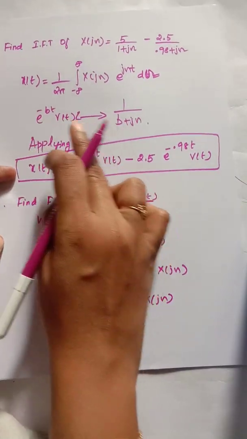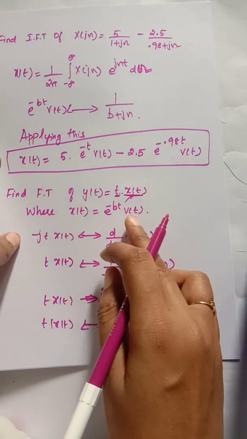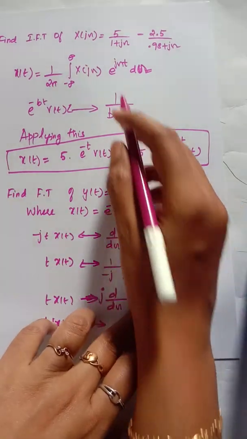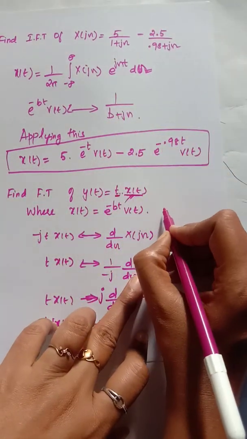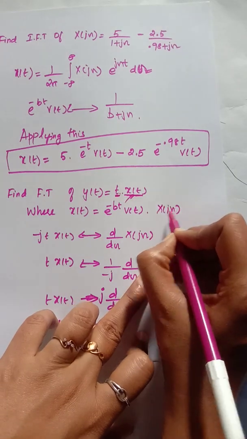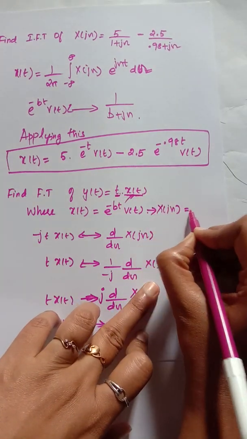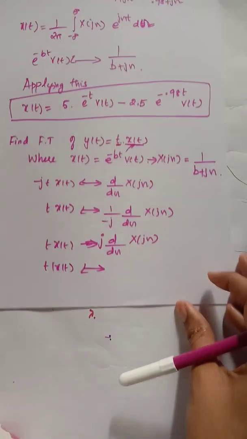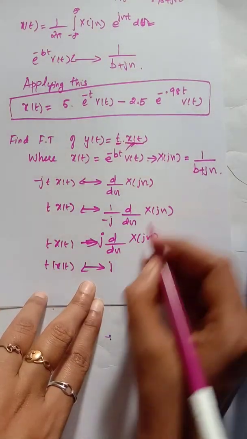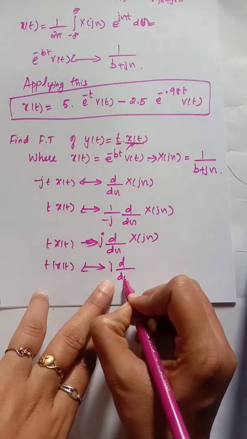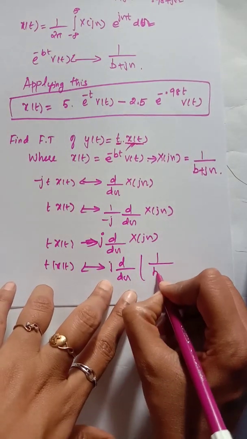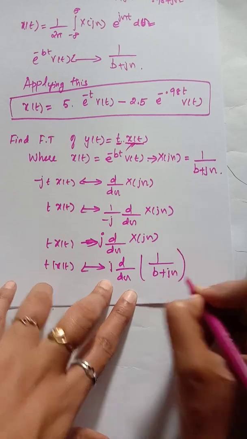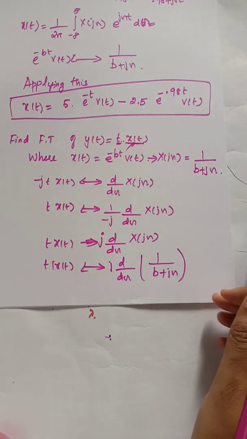e power minus bt u of t is equal to 1 divided by b plus j omega. So here x of j omega for this formula is equal to 1 by b plus j omega. Now apply this here: j d by d omega into 1 by b plus j omega. Now this is the formula you are having.